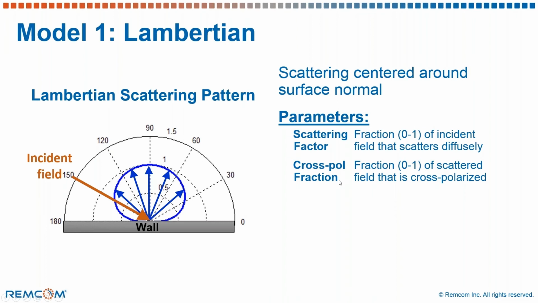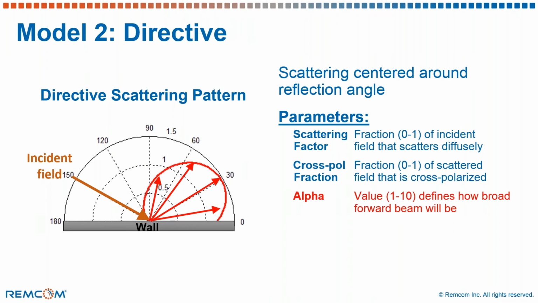The first model is the Lambertian model. And the Lambertian model has a scattering pattern that centers around the normal to the wall, regardless of the direction that the field was incident to that wall. It's defined by a scattering factor with a value between 0 and 1 that defines how much of the field scatters away from the wall as opposed to reflecting in the normal specular direction. And it also has a cross-polarization fraction that defines how much of that scattered energy is scattered in the co-polarized direction as opposed to the cross-polarized direction.